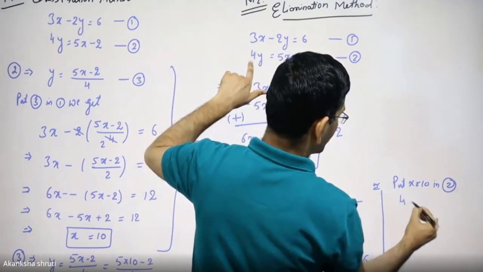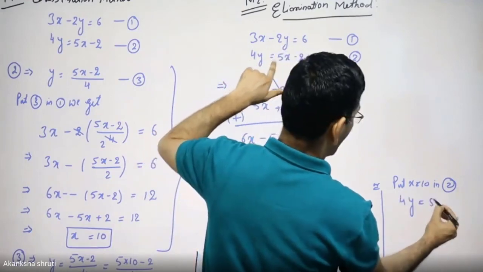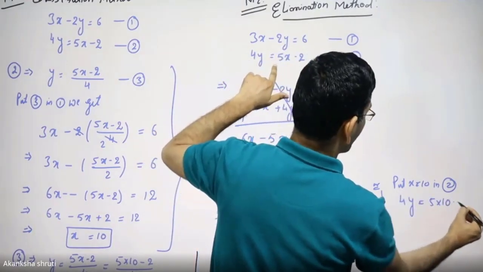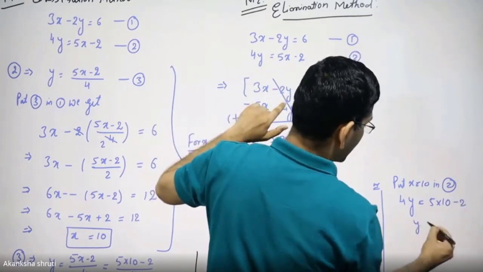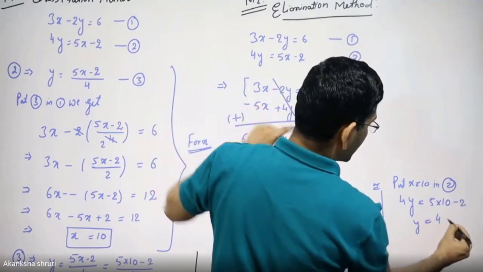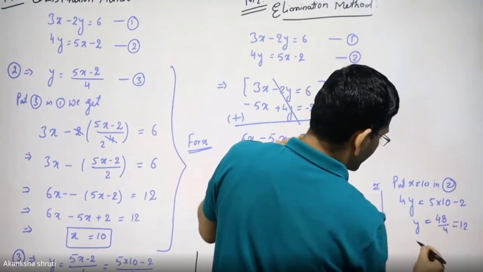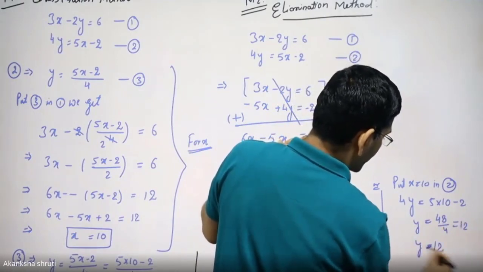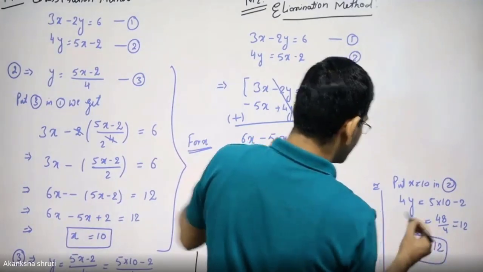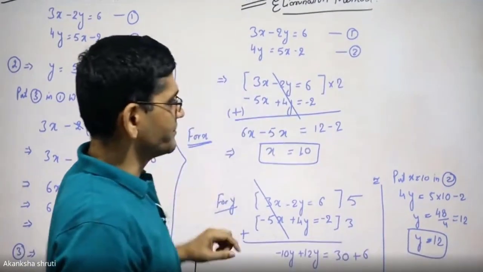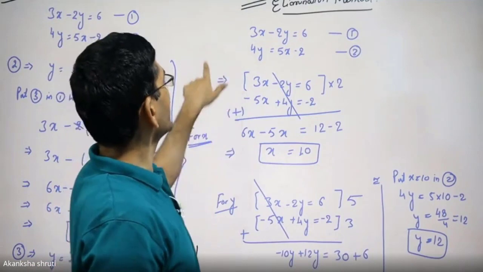So it is 4y is equals to 5 into 10 minus 2. So y is 48 by 4, it is 12. So y is 12. So that's why it is advised.